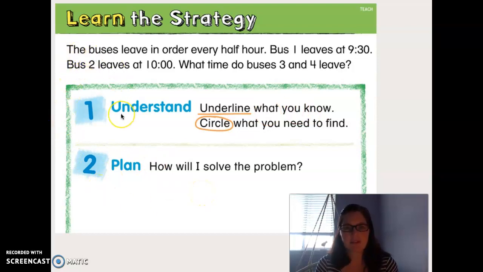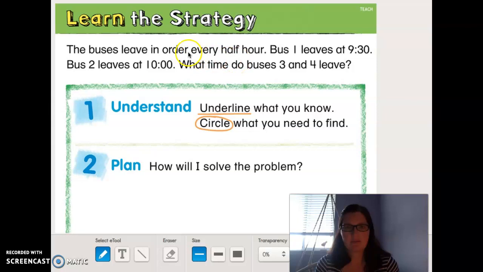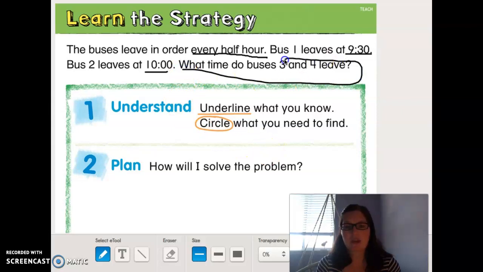So the buses leave in order every half hour. Get my writing tool. So it says they leave every half hour. That's what we know. Bus 1 leaves at 9:30. Bus 2 leaves at 10. Okay. Then my question says, what time do buses 3 and 4 leave? So I'm going to circle those.